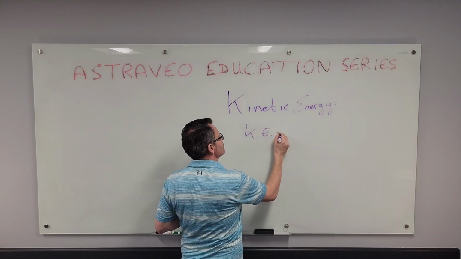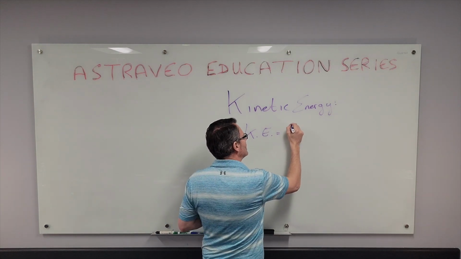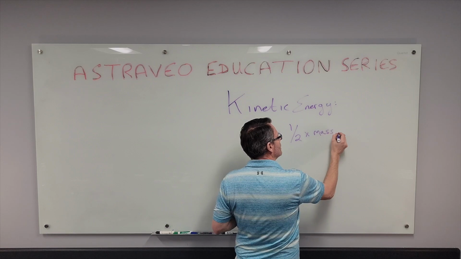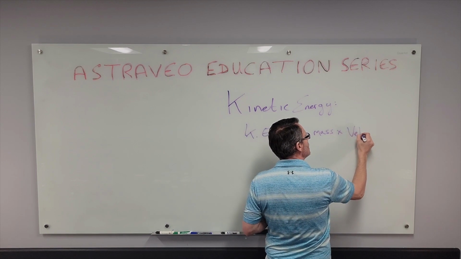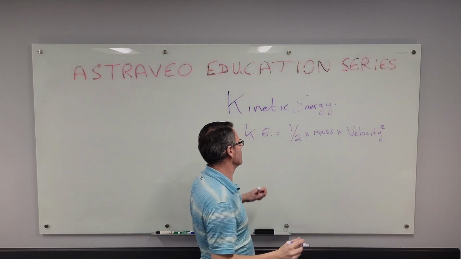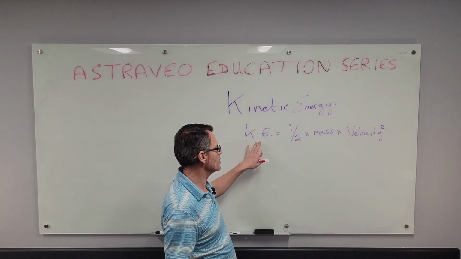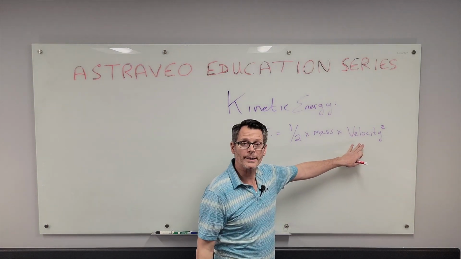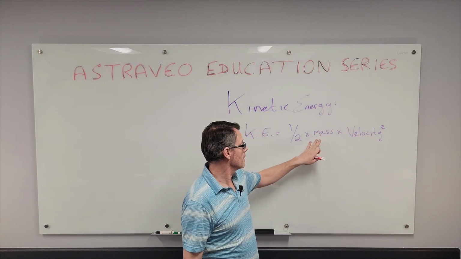So, KE, sorry, my pen's a bit squeaky, it is 1/2 times the mass of an object times its velocity squared. Now, this is really important. You can have lots and lots of kinetic energy if you either have a lot of mass or if you move really quickly.